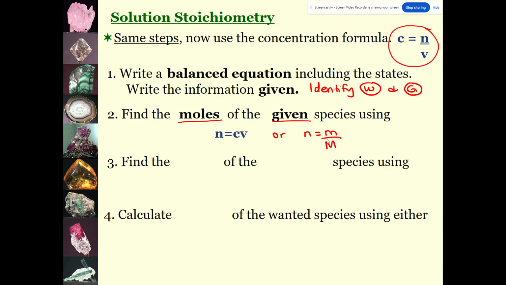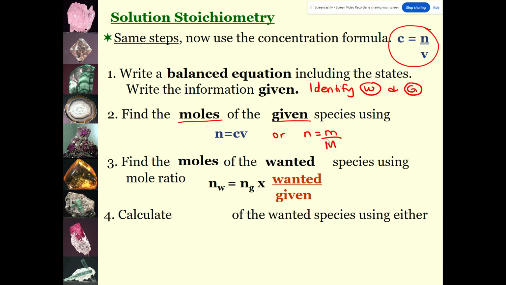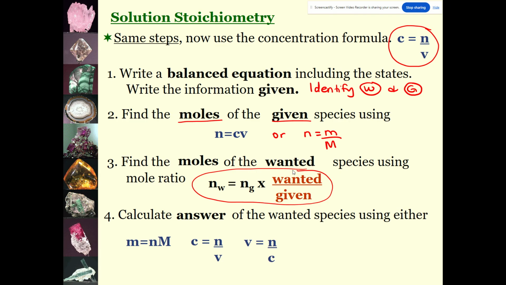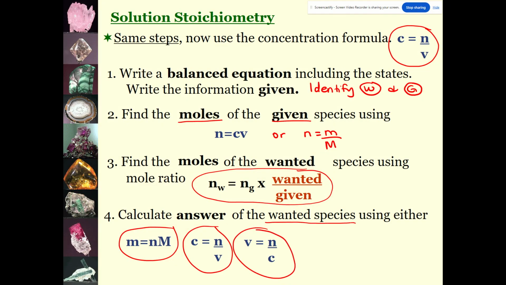Then you're going to apply your mole ratio, like we always do in stoichiometry. Moles wanted equals moles given times wanted over given, okay? Then finally, you're going to find your answer, whatever it is that you're looking for. So you could be looking for mass, which would be moles times molar mass. You could be looking for concentration, which would be n over V. Or you could be looking for volume, which would be n over C. So different formulas depending on what it is that you're looking for. But this is the information of the wanted species that we're looking for in step 4.